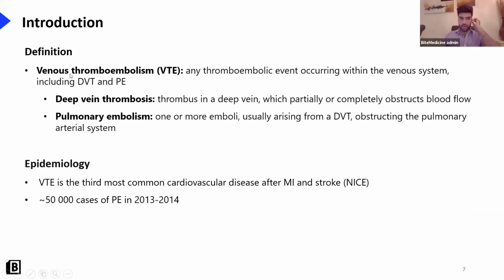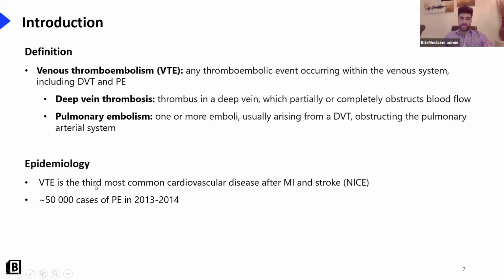Okay, definition. VTE, venous thromboembolism, is any thromboembolic event occurring within the venous system, including a DVT and PE. So when you see venous thromboembolism, all that basically means is it's an umbrella term encompassing DVT and PE. The definitions are fairly straightforward. Deep vein thrombosis: a thrombus, which is another name for a clot, in a deep vein, which partially or completely obstructs blood flow. So deep vein thrombosis is not the same as a thrombus within the superficial veins. They are treated differently. So DVT is different, okay? It's within the deep veins. Pulmonary embolism is one or more emboli, most typically arising from a DVT, and it obstructs the pulmonary arterial system.